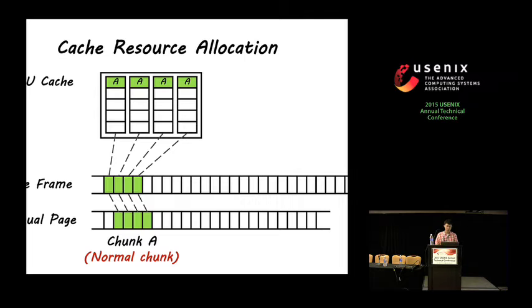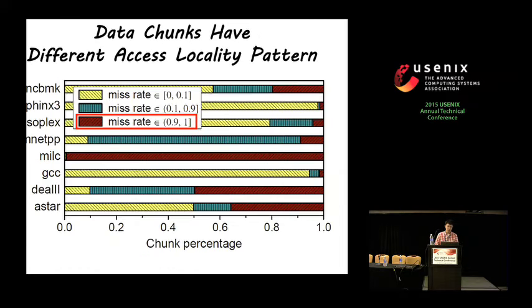However, not every data chunk is cache friendly. Here we examine a set of programs in a benchmark set. We record the cache miss rate of each data chunk. As we can see, the access locality is very different between the data chunks. For some programs, a large portion of the data chunks have a very high miss rate, even above 90%. So this part of the data chunks is not cache friendly. They are actually cache polluters.